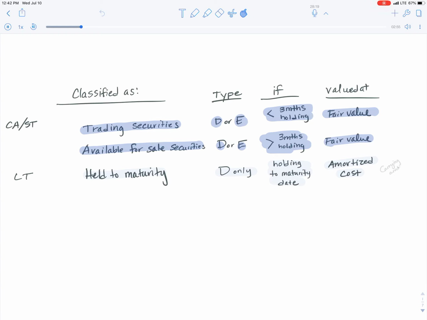The last category is held to maturity. This is for debt only because stock doesn't have a maturity date. So we're going to hold these bonds or notes until the maturity date, and we're going to record them at amortized cost. Now, amortized cost is really the same thing as carrying amount. So that's how we're going to record our investments as well.